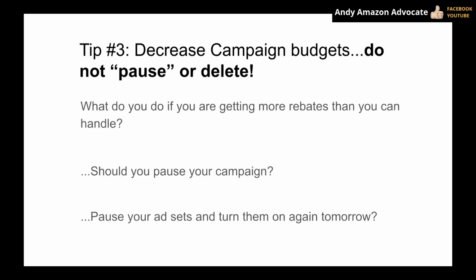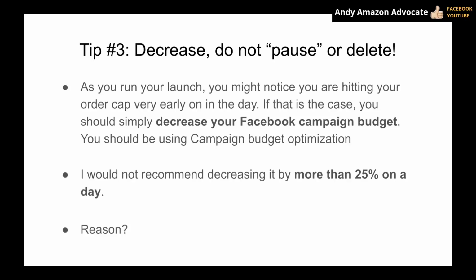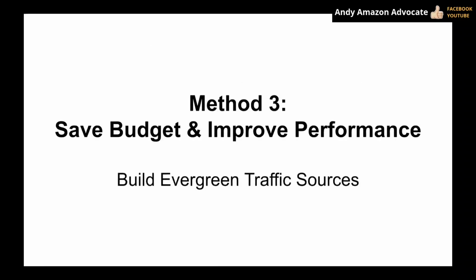Okay, so I did mention tip 3, decreasing campaign budgets. Don't pause or delete campaigns. Don't pause or delete ad sets. Decrease budget on the campaign level instead of pausing. That's going to give you better cost control. Okay, let's go to the next part here.